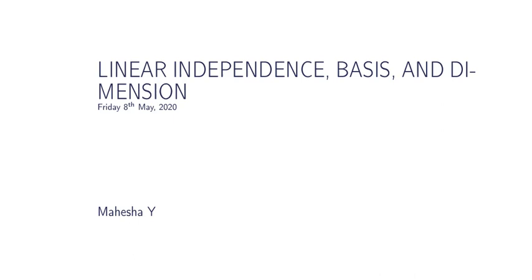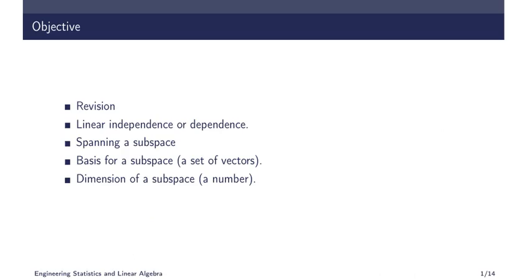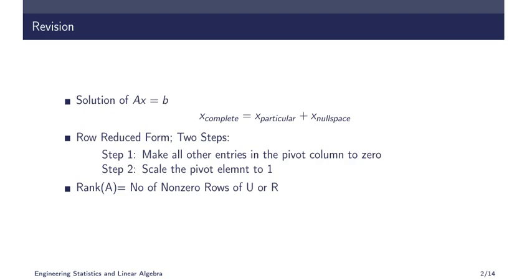Today we are discussing linear independence, basis and dimension of a vector space. Our objective today is to revise what we have learned in the previous class, and the topics we will cover today are linear independence or dependence, spanning a subspace, basis for a subspace and dimension of a subspace. So we'll see what all these things are, and this is very important as we consider linear algebra.